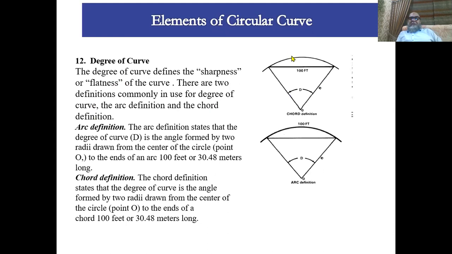Then there is the degree of the curve. The degree of curve defines the sharpness or flatness of the curve. There are two definitions commonly used for degree of the curve: the arc definition and the chord definition. In the arc definition, the degree of the curve is the angle formed between the two radii from the center of the circle, where the arc length is taken as 100 feet. And the chord definition is the angle formed by two radii drawn from the center to the ends of a 100-foot chord. Normally in highways we use the arc definition, while on railways we use the chord definition.